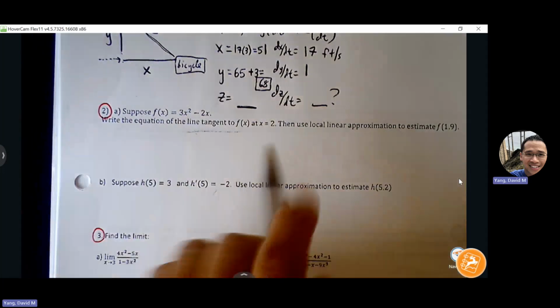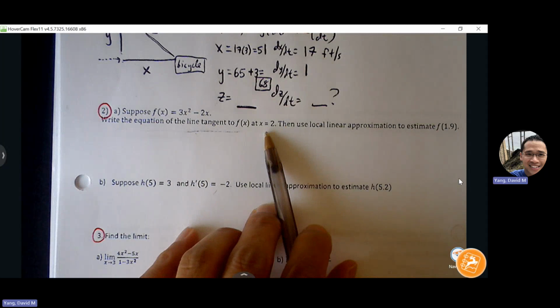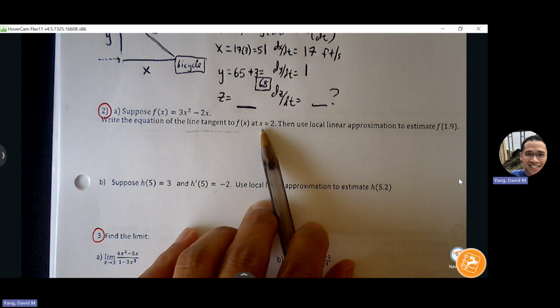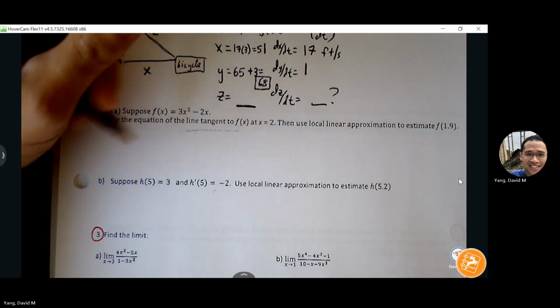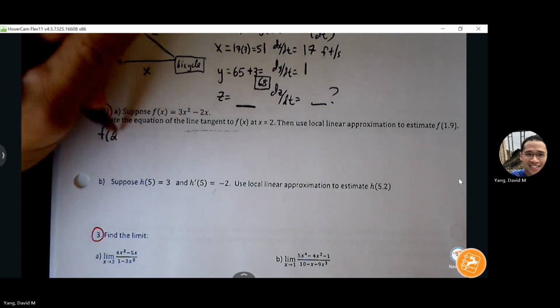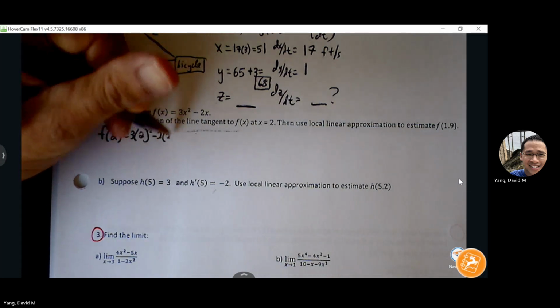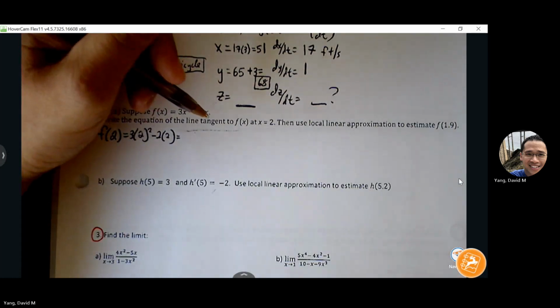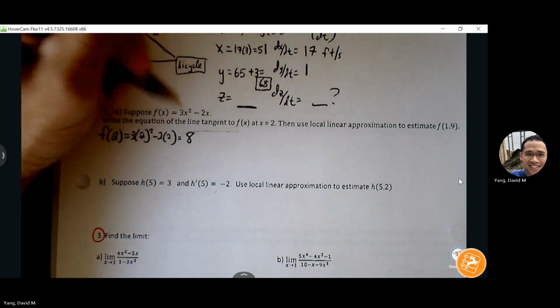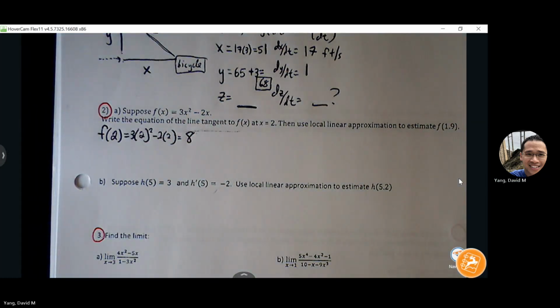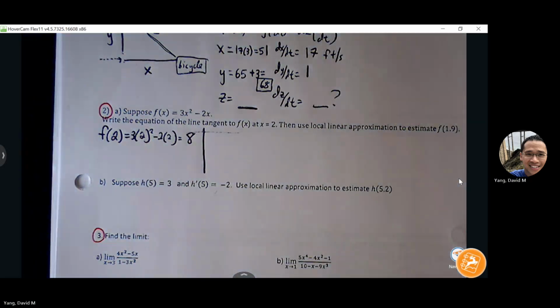So we need to find the ordered pair. I have x equals 2. So how can I find the ordered pair? Plug the 2 into the original equation. Yep. Okay, what's next?